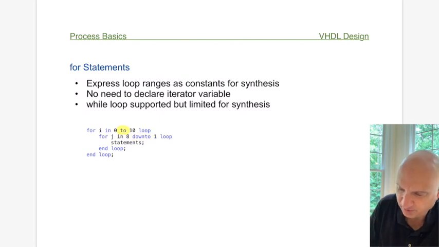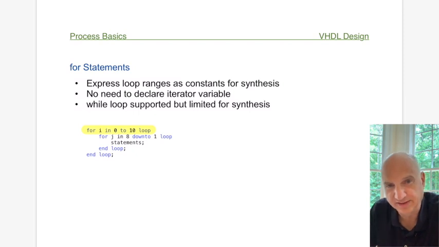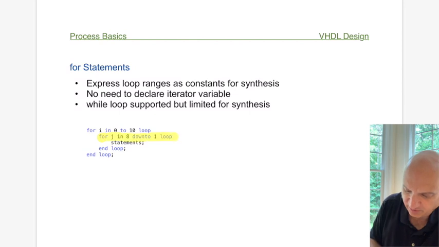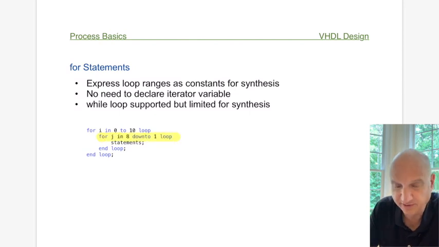In the first loop here, we're taking the iterator I and we're starting at 0 and going to 10. So 0, 1, 2, 3, 4, 5, all the way to 10. In the second one, we're taking the iterator J and we're counting from 8 down to 1. So you can go in either direction, but you'll notice that we have constants on each end. It's not a requirement, but it's a good practice. And so what I'm really showing you here is good practice.